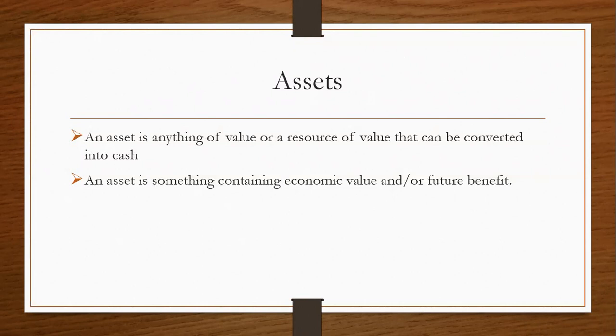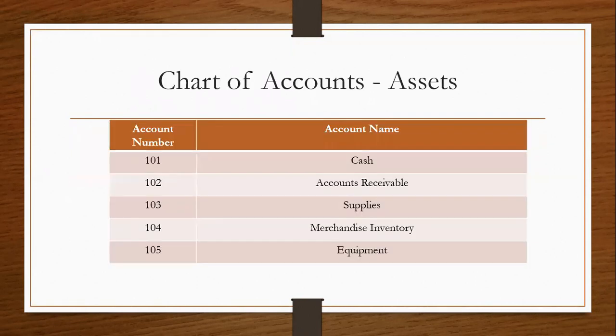All right, so let me give you an example. For example, a company has an equipment. Does that equipment have a value? Yes. Can that equipment be converted into cash? Yes, once you sell it. So that equipment is considered an asset. Here are the common accounts that we are going to use in the examination: cash, accounts receivable, supplies, merchandise inventory, and equipment.